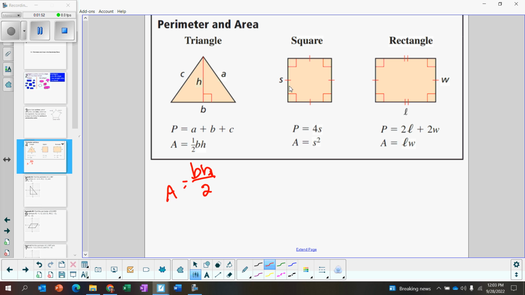A square, because all the sides are the same, we could say they're all S, if we call S the side. So the perimeter, instead of saying S plus S plus S plus S, we could say 4S. And then instead of saying length times width like we do for a rectangle, S times S is S squared. A rectangle uses length and width. There are 2 lengths and 2 widths, so adding L plus W plus L plus W gives us 2L plus 2W. And the area is length times width.